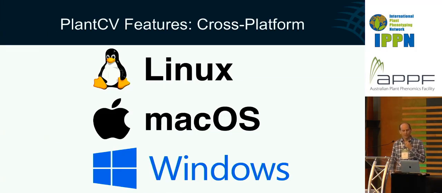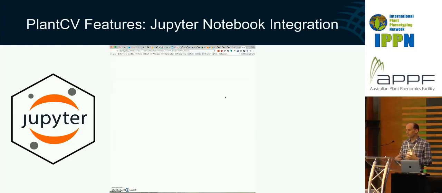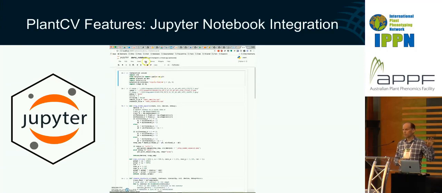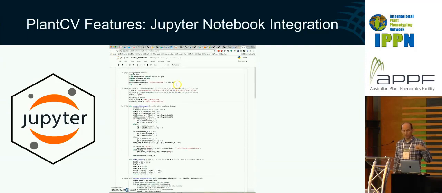So I'll just briefly go through some of the features that we have. We're cross-platform. Mostly we use it on Linux systems, but other people prefer other platforms. Another key feature for us was integrating PlantCV with Jupyter. Jupyter notebooks are a live, interactive coding environment. So in this video, I'm just showing how I'm opening a Python notebook in Jupyter with PlantCV code loaded, and I'm just running it all.